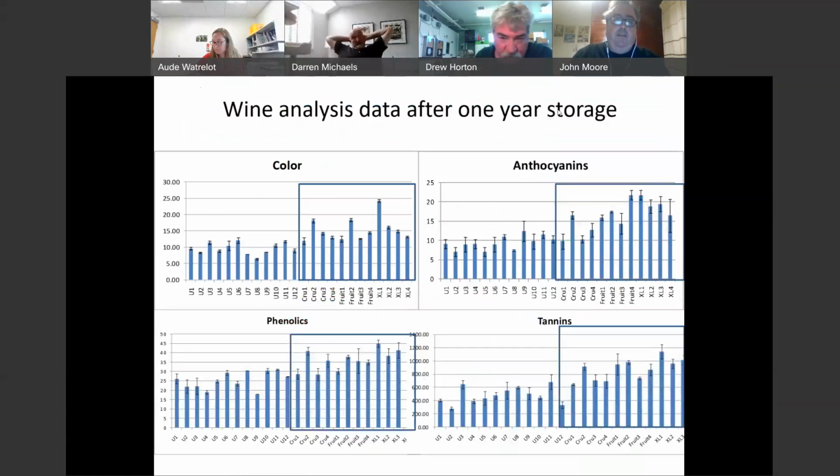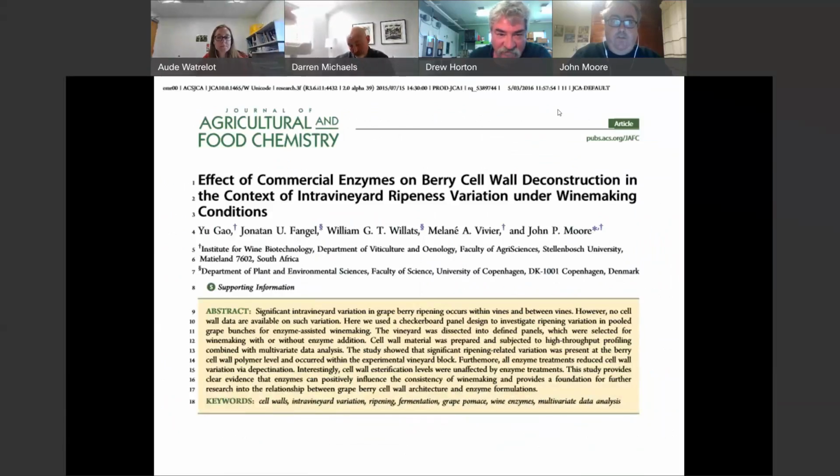And then we looked at wine analysis after 1 year in the untreated panels versus the treated panels. And we could see that for color, phenolics, anthocyanins, and tannins, the levels were higher in the treated panels versus the untreated panels after 1 year of storage. So we published this in the American Chemical Society Journal of Agricultural and Food Chemistry, showing these results between looking at the intravineyard effect of adding commercial enzymes.